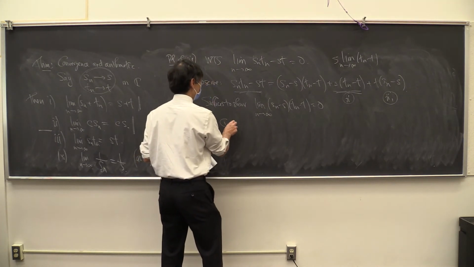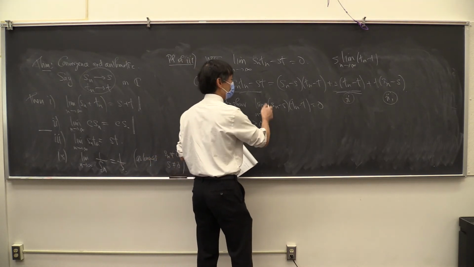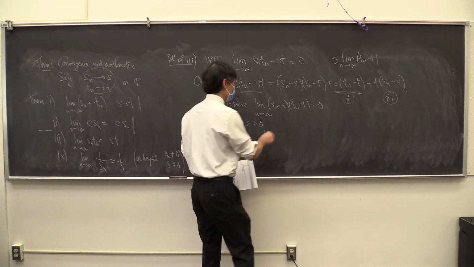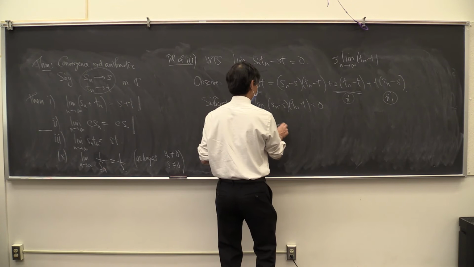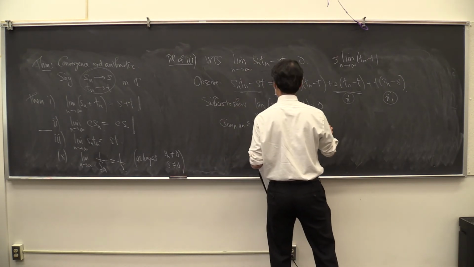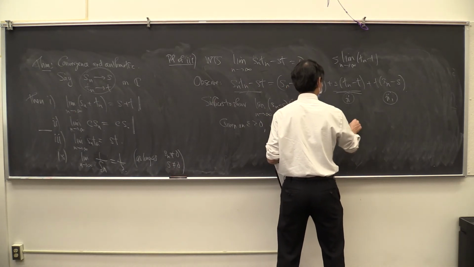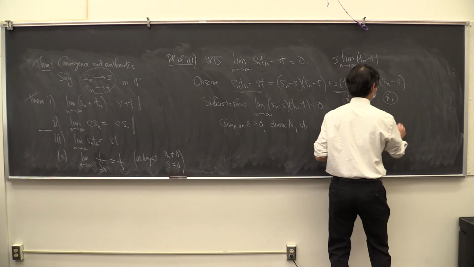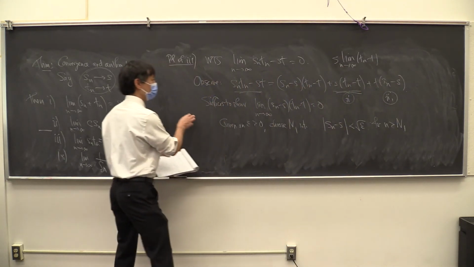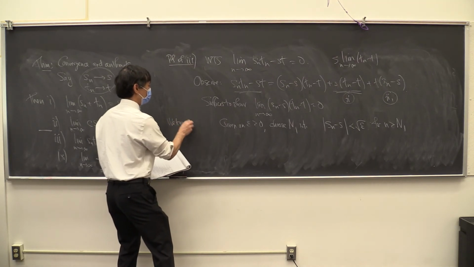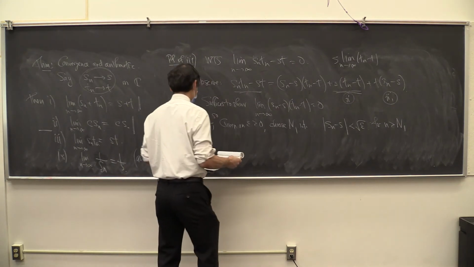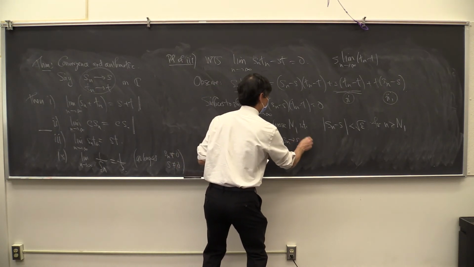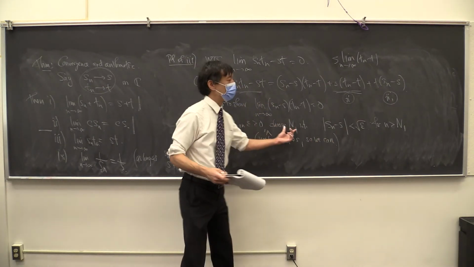So let's do it. Given an epsilon greater than 0, we want to show that there's some n past which this thing is smaller than epsilon. So choose n1 such that the absolute value of Sn minus S is smaller than root epsilon for n bigger than n1. We know Sn converges to S, so we can choose an n1 such that this happens.